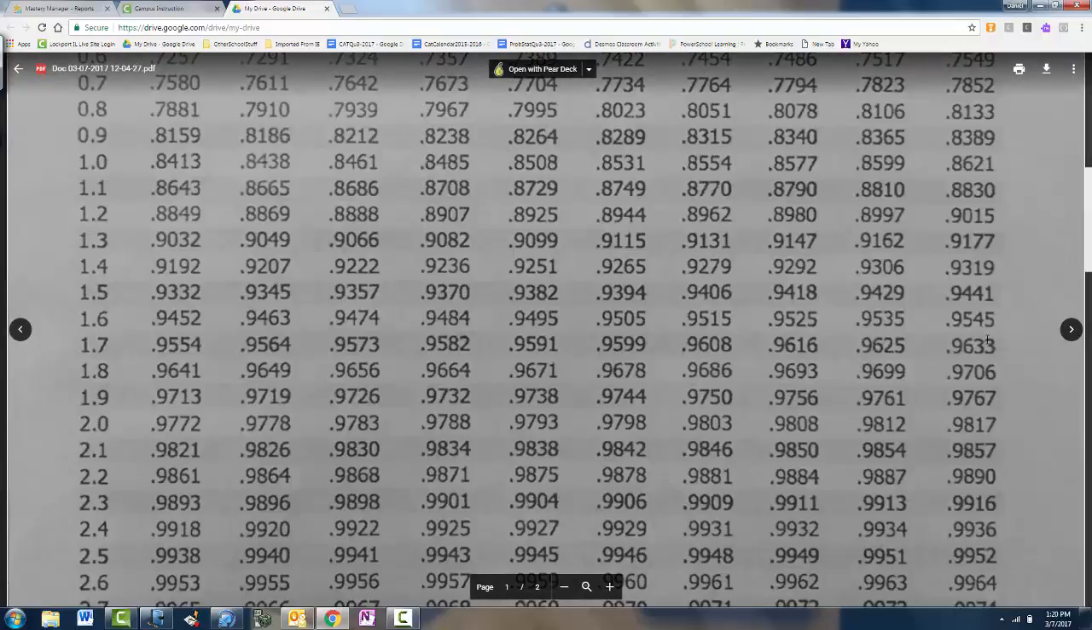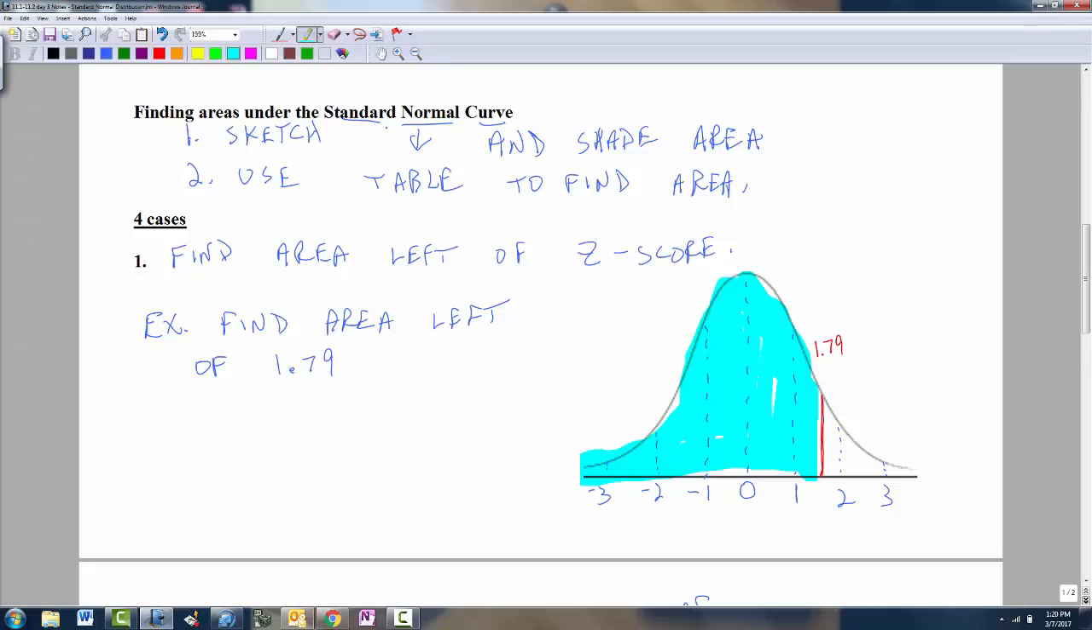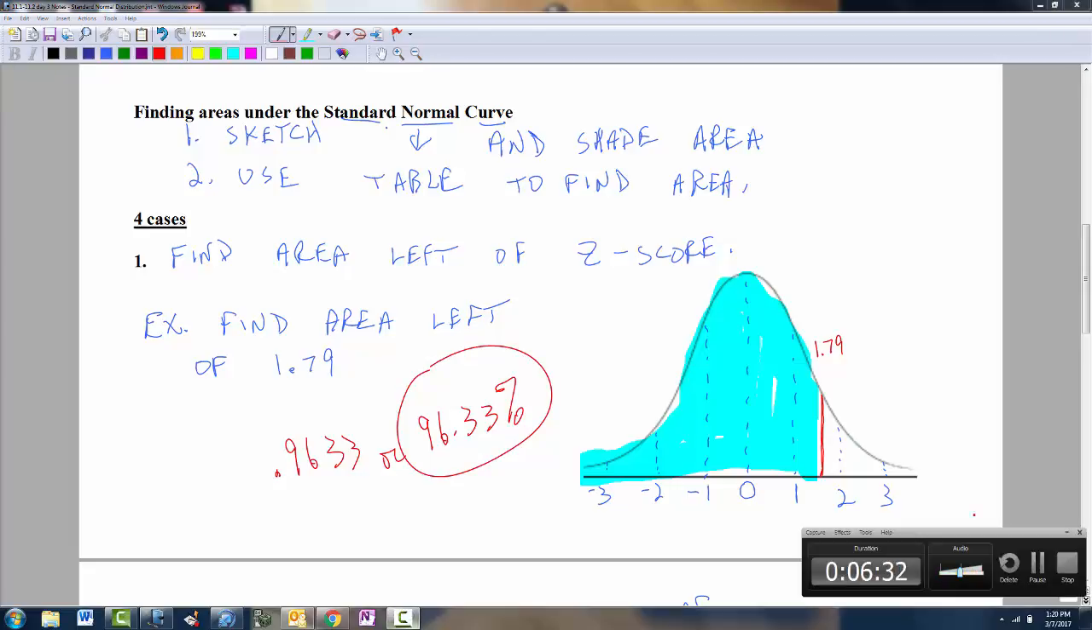1.79, I get 0.9633. So 0.9633, or 96.33% of the data is left of 1.79. And that one's done. Very simple.